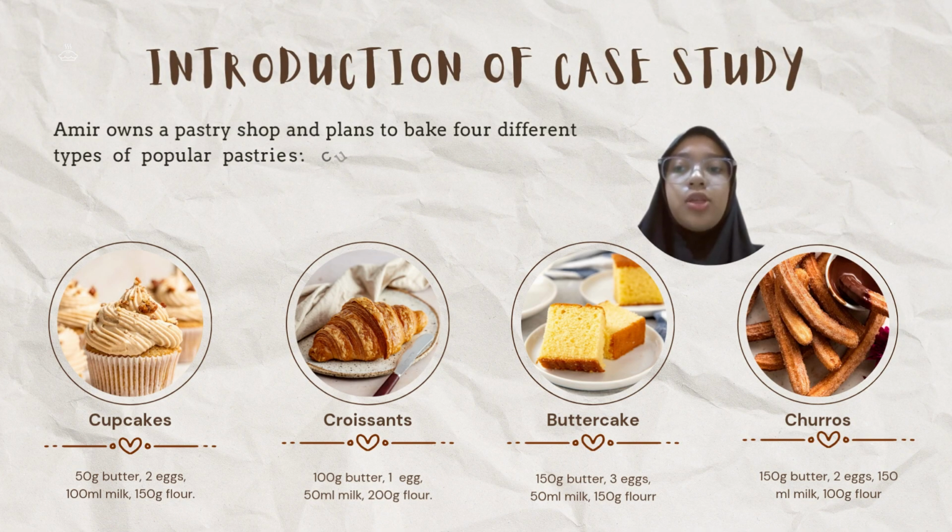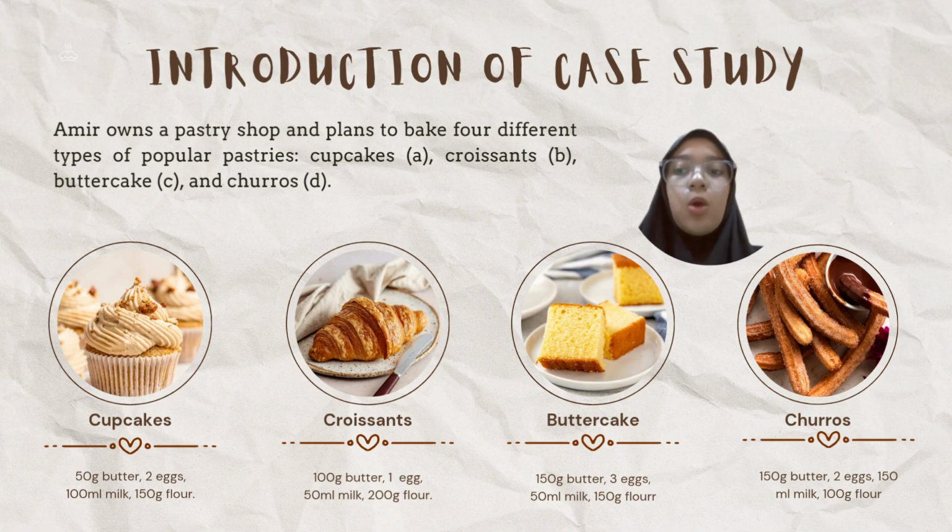Amir owns a pastry shop and plans to bake 4 different types of popular pastry, which are cupcakes, croissant, butter cake, and churros. Each pastry requires different amounts of ingredients, including butter, egg, milk, and flour, based on their respective recipes.